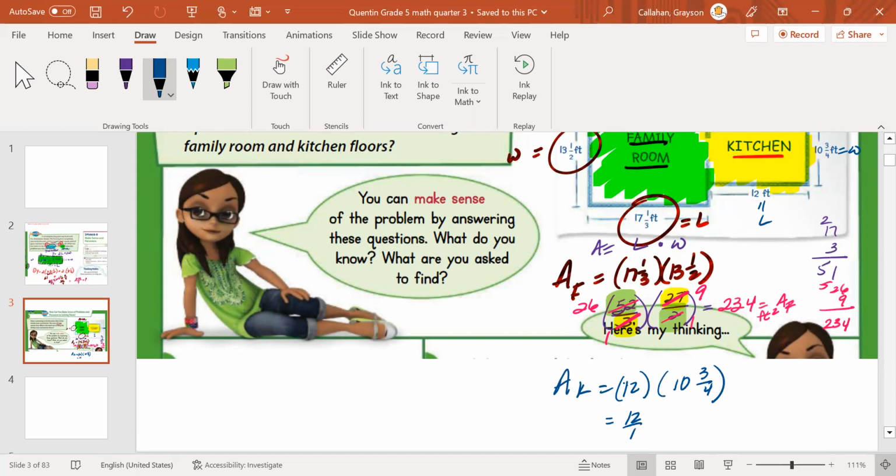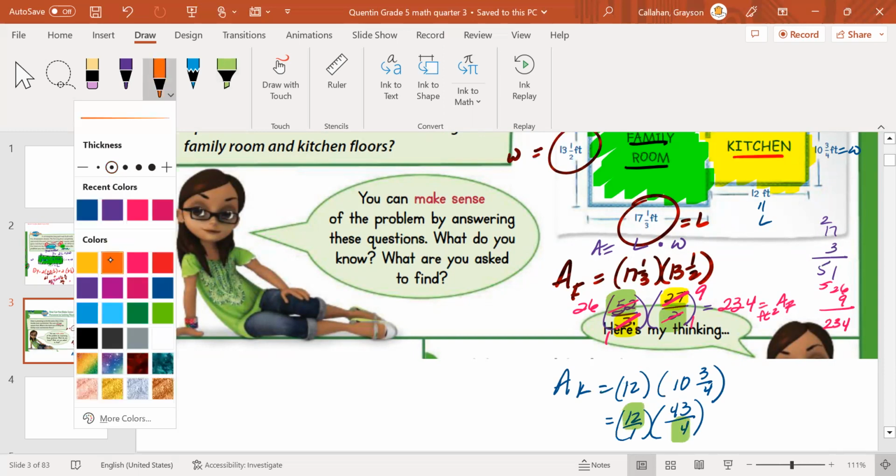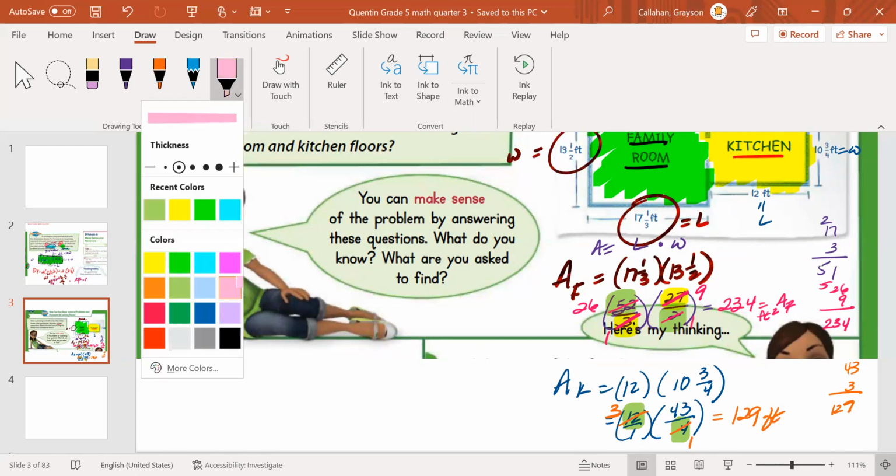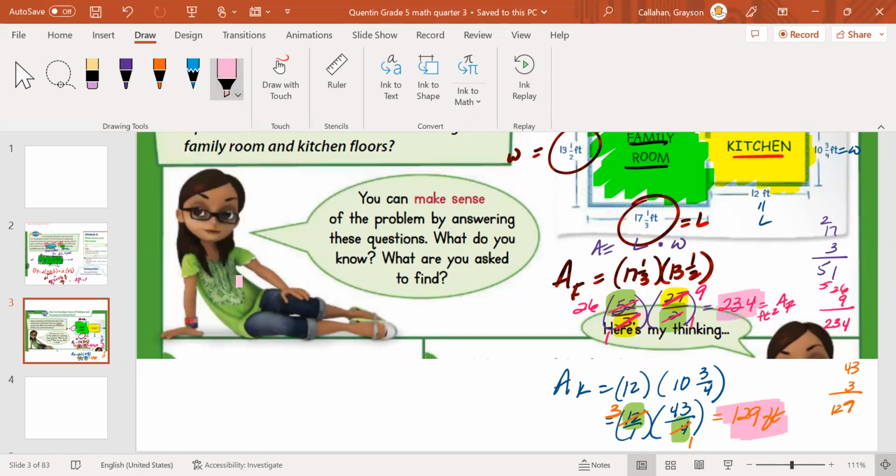So this is 12 over 1 times 43 over 4. Now, look at the 12 and the 4. What can I reduce that down to? 3 and 1, right? So then 3 times 43, do you see how I just do this on the side, is 129 feet. So then what are you gonna do with the kitchen and the family room? You're gonna find it together, right?